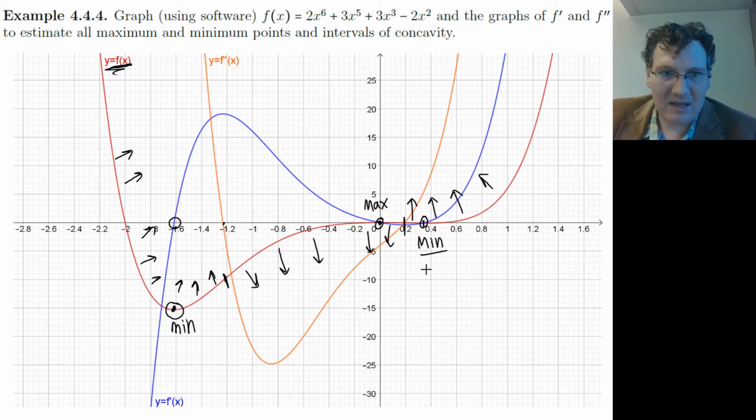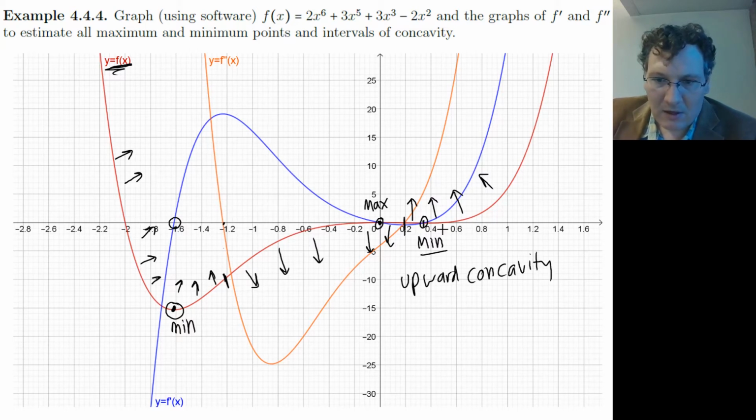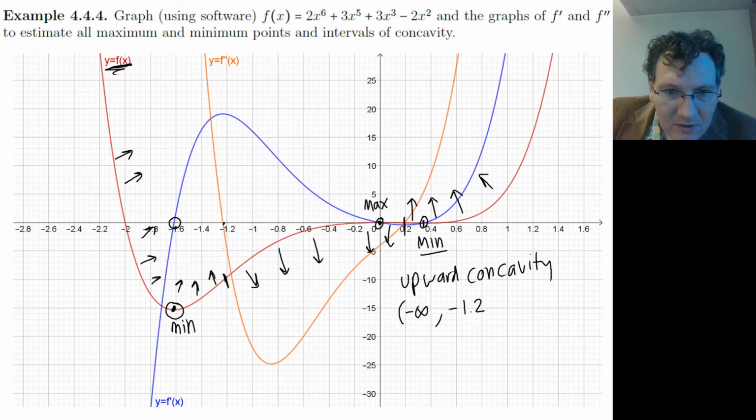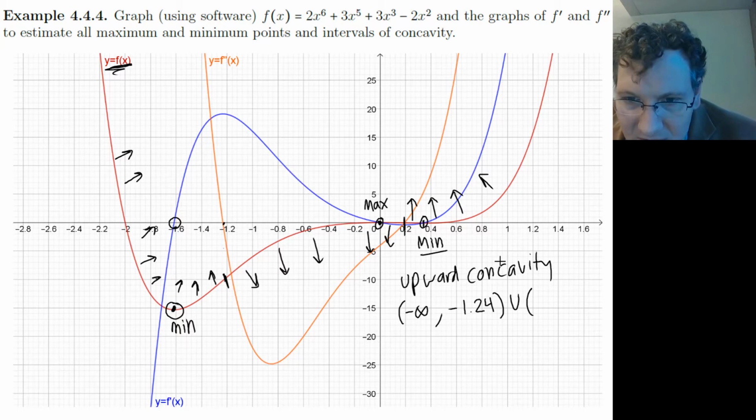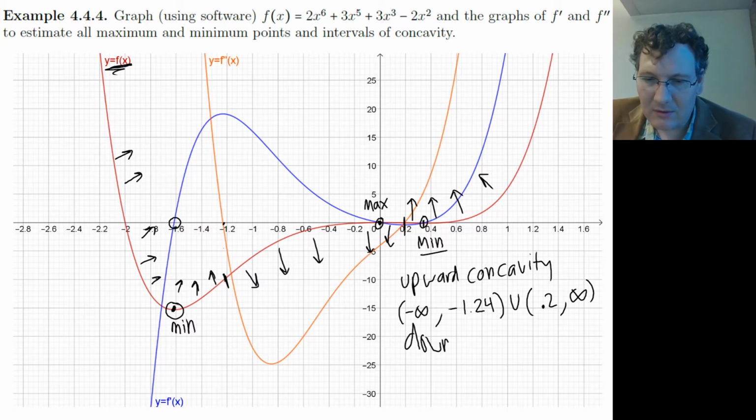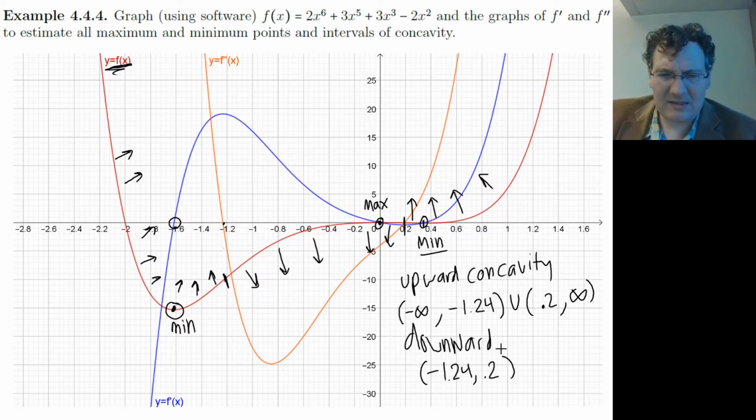So roughly, then, we're going to have upward concavity roughly from negative infinity up until negative 1.24 or so. And then it's going to go from, this looks like about at 0.2, from 0.2 to infinity. And we have downward concavity from about negative 1.24 up until that 0.2. And yeah, that seems about right.